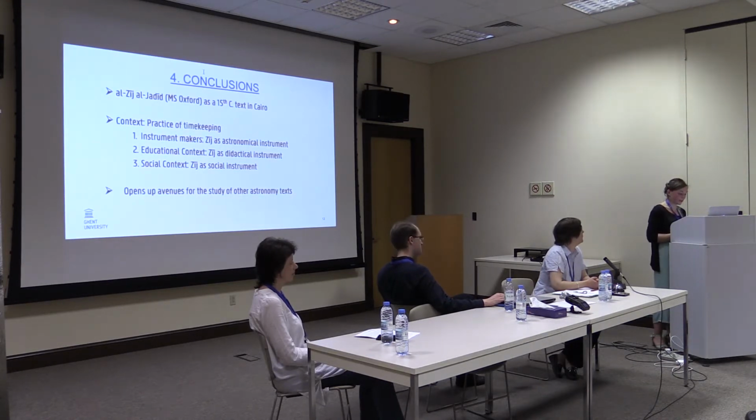I've argued that if we look at the text in this way, that is with attention to its background, its use, and its role in specific practices in society, the zīj presents itself as an actively used instrument in both astronomical research and in didactical practices, rather than as a mere reference work. Of course, this is only a starting point for a different approach of texts on timekeeping.